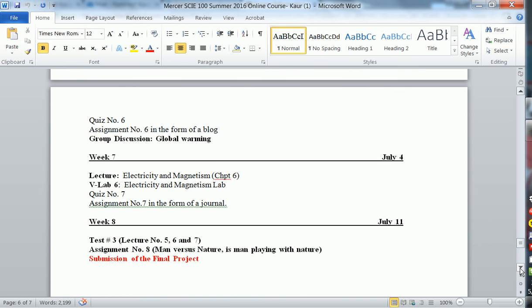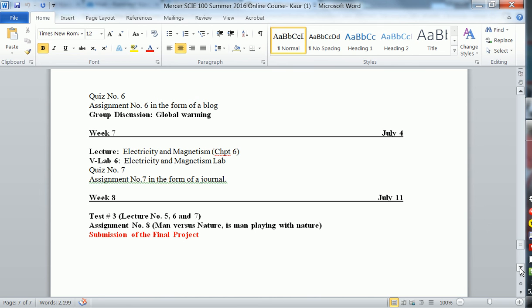Week number 7, this is your physics week. Basically, week 6 also talks about energy, which is also part of your physics. Week 7 is totally physics, electricity and magnetism. We'll be talking about electricity and magnetism, and you will also have the lab on electricity and magnetism. The same thing, you will finish the worksheet and submit it.